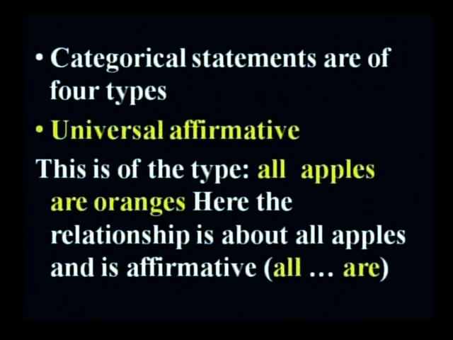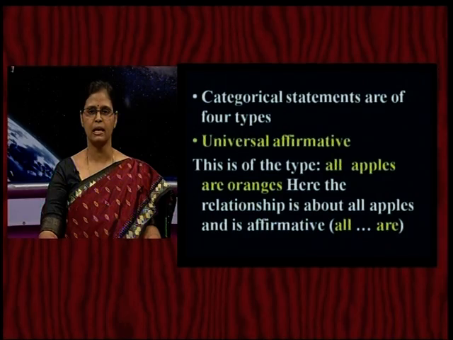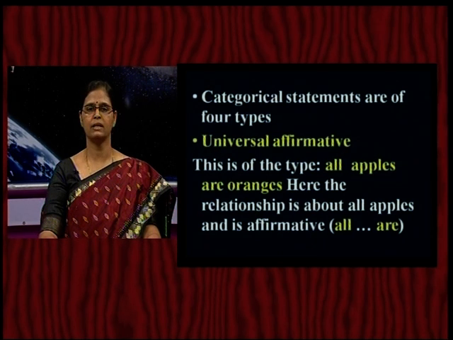So, what is the relationship we are discussing here? What are the two terms that we have here? Apples is the one term, oranges is the other term. We are describing apple, so apple becomes my subject and oranges will become my predicate. And what kind of relationship am I discussing here?